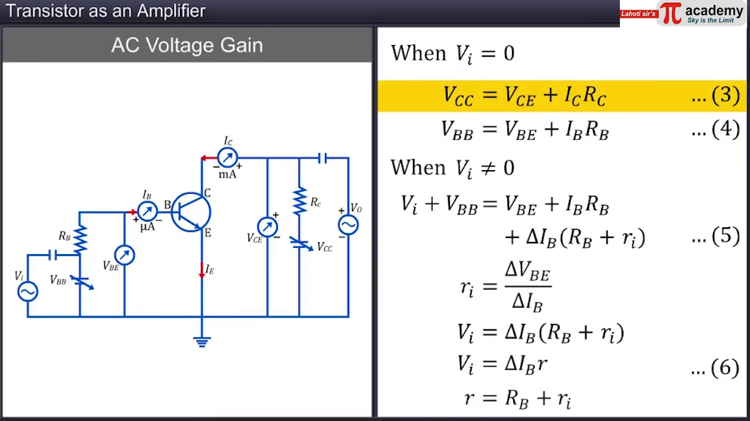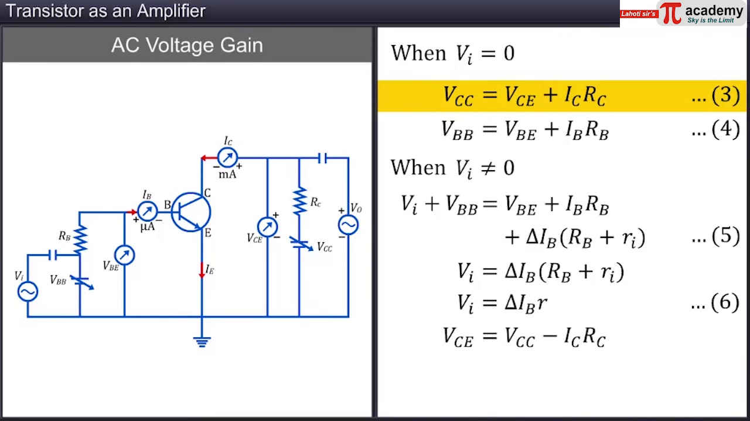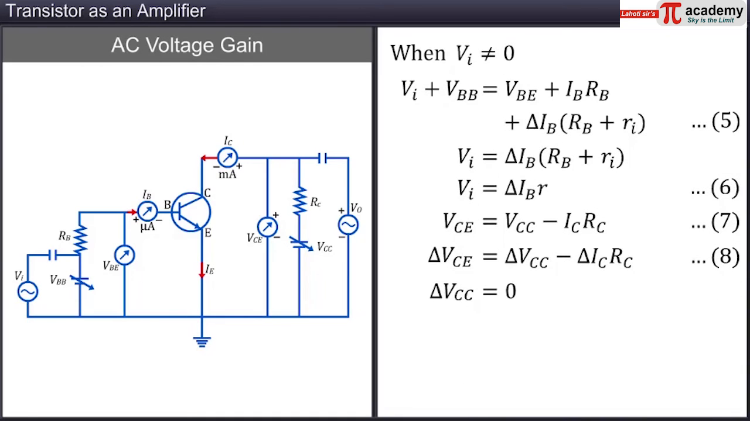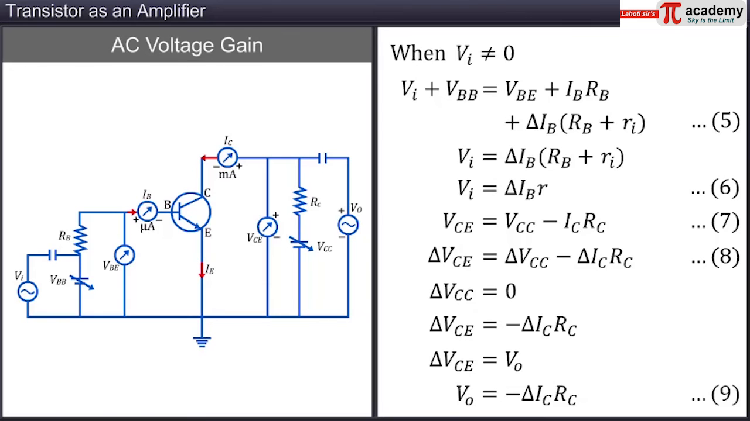On rearranging equation 3 for the output circuit, we get VCE is equal to VCC minus IC into RC. Let this be equation 7. Thus, a small change in VCE, delta VCE, is equal to delta VCC minus delta IC into RC. Let this be equation 8. Since VCC is fixed, delta VCC is equal to 0. Thus, a small change in VCE is given as minus delta IC into RC. The change in VCE is equal to output voltage VO. Then, VO is equal to minus delta IC into RC. Let this be equation 9.